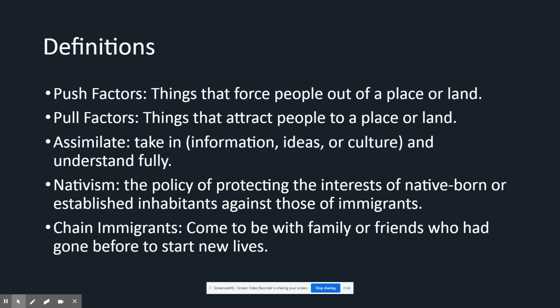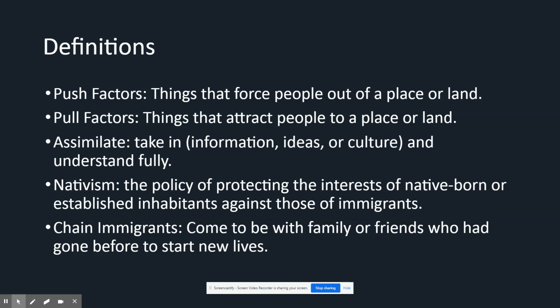Push factors: things that force people out of a place or land. Pull factors: things that attract people to a place or land. Assimilate: take in information, ideas, or culture, and understand them fully. Nativism: a policy of protecting the interests of native-born or established inhabitants against those of immigrants. And chain immigrants: those who come to be with family or friends who had gone before to start new lives.